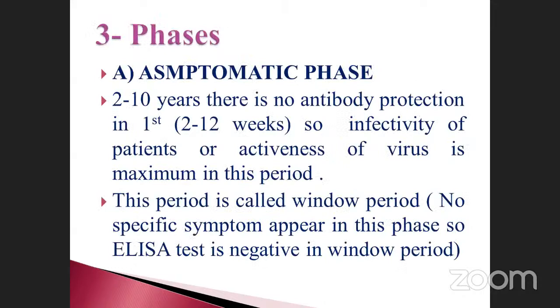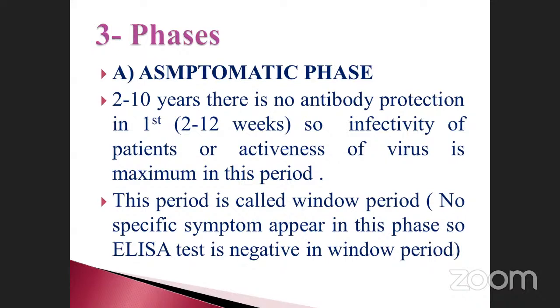Third phase, the asymptomatic phase. Sometimes the symptoms do not come out for 2 to 10 years. There is no antibody production in the first 2 to 12 weeks, so the infectivity of this phase, or activeness of the virus, is maximum in this period. For 2 to 10 years there is no symptom, which is why this condition is called the asymptomatic phase. This period is called the window period. Note that down. Around 75 to 95% of people remain asymptomatic in nature. So this period is called the window period.